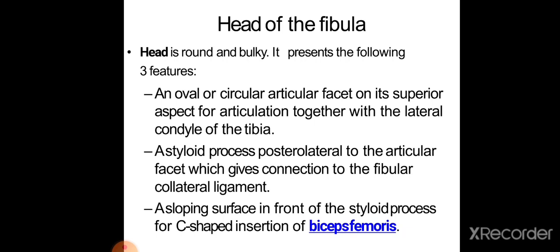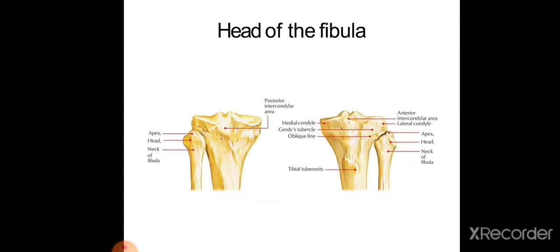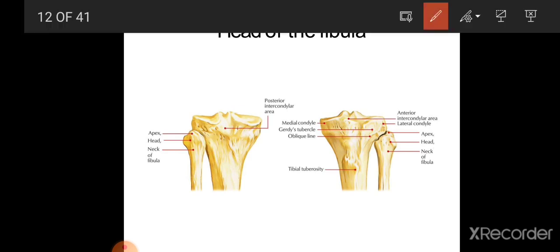The head is round and bulky and presents three features: an oval or circular facet on its superior aspect for articulation with the lateral condyle of tibia. Second is a styloid process posterolateral to the articular facet, which gives attachment to the fibular collateral ligament. This is the ligament of the knee joint. And a sloping surface in front of the styloid process for the C-shaped insertion of the biceps femoris. Biceps femoris is a muscle of the back of the thigh. So here we can see in the diagram the apex, which is known as the styloid process, then the head, and then the neck of the fibula.